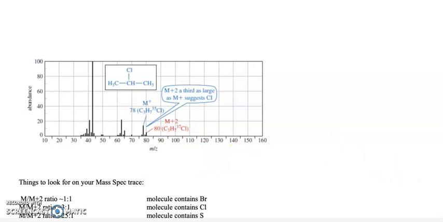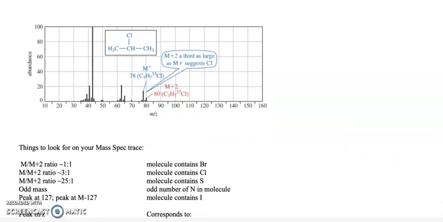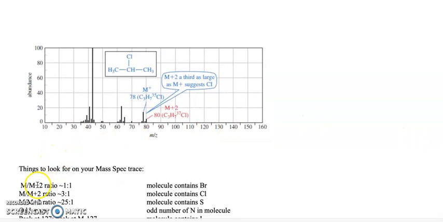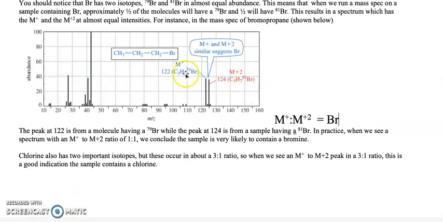Couple of things to remember. I've got a list here of things to look for in your mass spec. M to M+2 ratio of 1-to-1 is bromine. M to M+2 3-to-1 is chlorine. A little bit harder to detect, and we're not going to focus too much on this semester, sulfur actually has an M to M+2 of about 25.